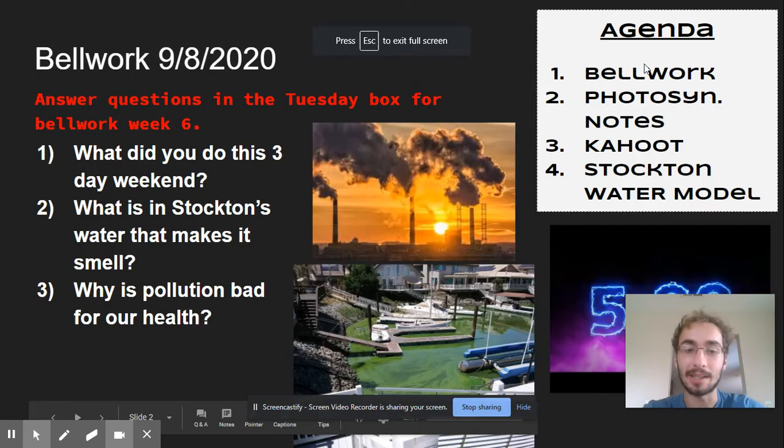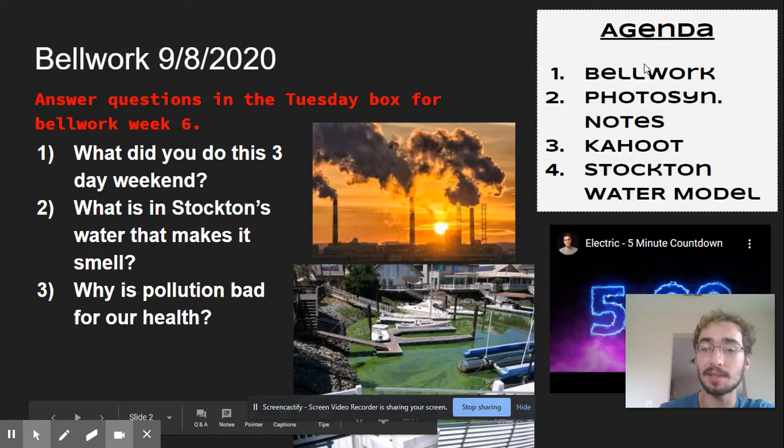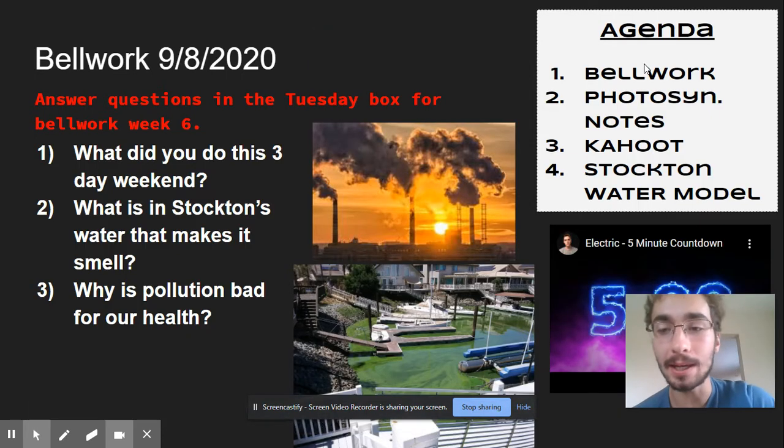So what we've got here today is photosynthesis. We're going to be starting our new unit today, and we're going to start that with notes and then a model of Stockton's water. So here are the questions for the boat work for Tuesday.